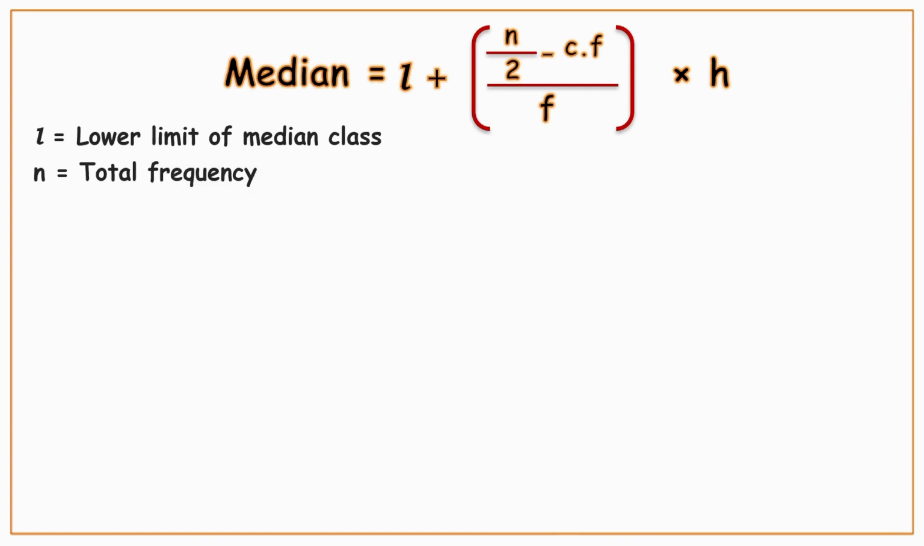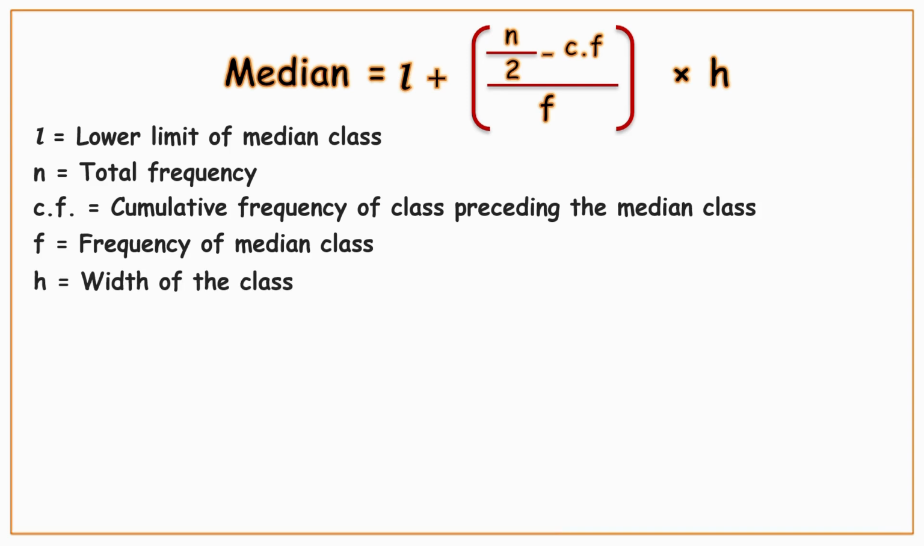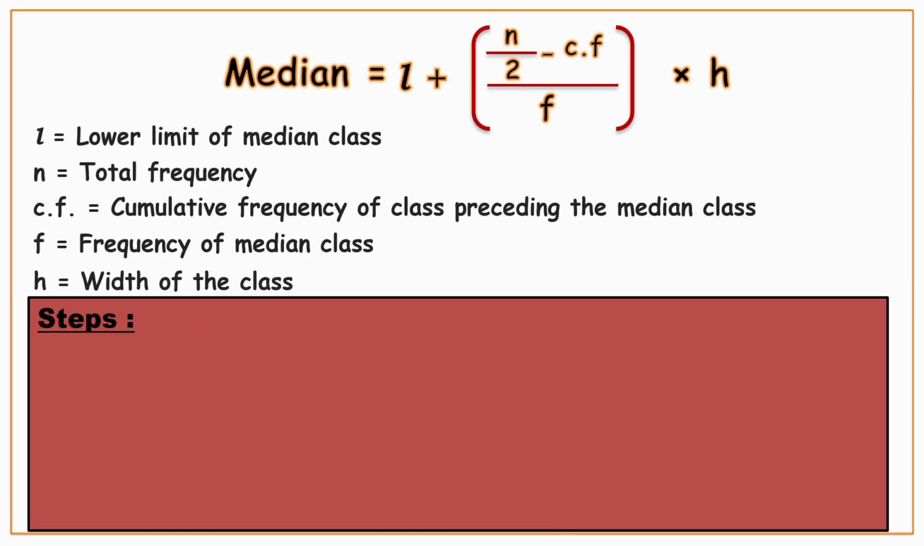Now, N is the total frequency. CF is the cumulative frequency of the class preceding the median class. F is the frequency of the median class. And H is the width of the class. Okay. Now, let us take our steps.